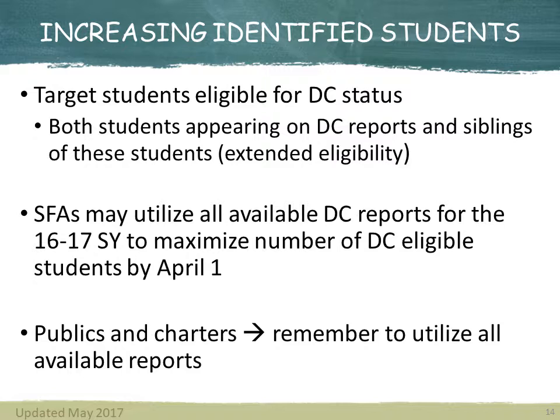Okay, so how do we increase our identified students? We're going to target the students eligible for DC, both the students appearing on the DC list and their siblings. You need to utilize all your DC reports for school year 16-17 to maximize the number, and then remember to use all of them. So if anybody's in here from a private school, a lot of them are not getting all of their matches. I think if you're looking at a lot of the publics, you're probably using all of them, but we're seeing that a lot of the private schools are not utilizing all of the matches as they should.